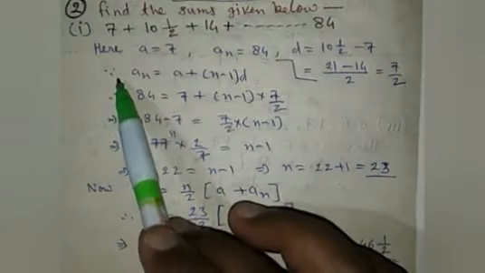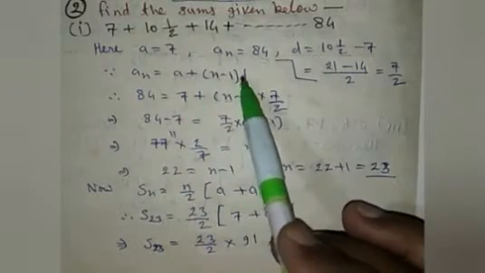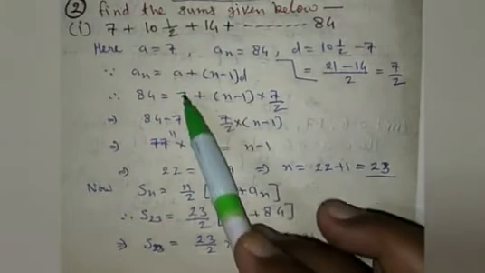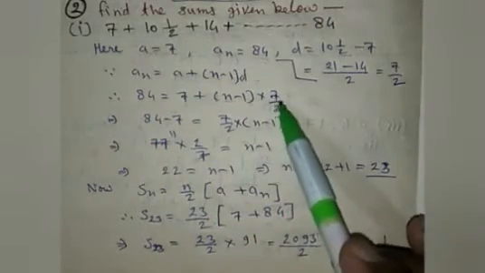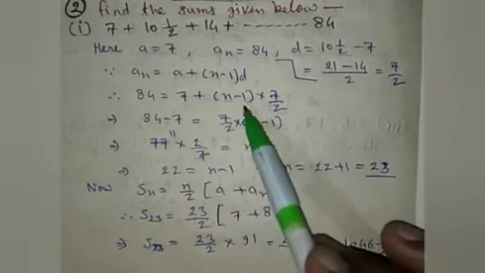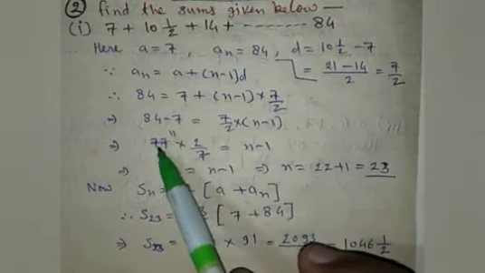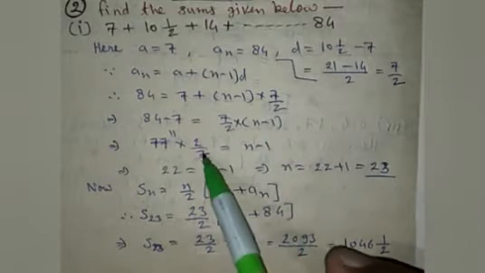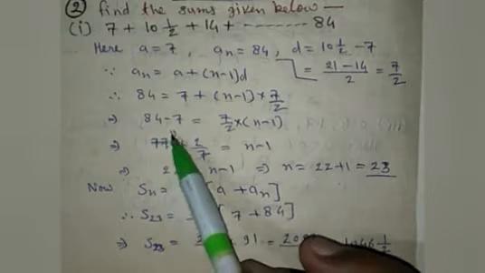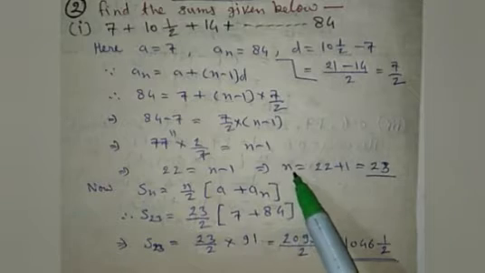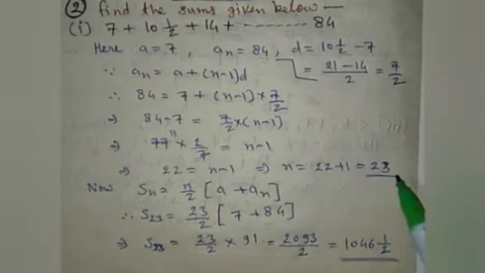So here using the formula an equal to a plus (n minus 1) into d, substituting the values, an means 84 is equal to a means 7, 7 plus (n minus 1) into 7 and a half. So here 84 minus 7 is equal to 7 and a half into (n minus 1). So here it is 77, and taking the 7 by 2 to the left side it will be multiplied by 2 by 7, that is equal to n minus 1. Here 7 elevens are 77, 11 into 2 is 22 equal to n minus 1, that is n equal to 22 plus 1, that is 23.